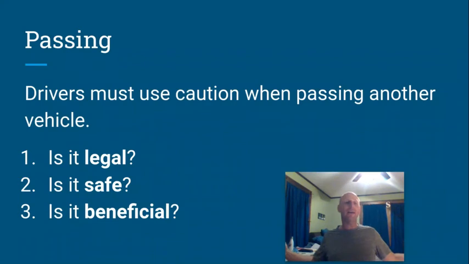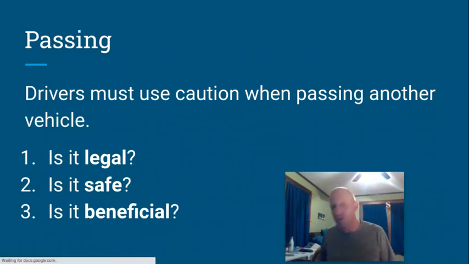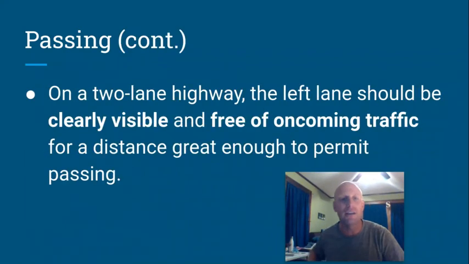All right, so how in the heck do we answer the first question? Is it legal? Well, we got to know what the law is. So what's the law say about passing in Illinois? The law says that on a 2-lane highway, the left lane should be clearly visible. You're in the right lane, you should be able to clearly see the left lane. And that left lane has to be free of oncoming traffic, nobody coming towards you, and it's got to be for a distance great enough to permit passing.